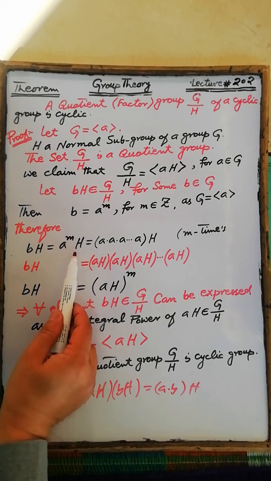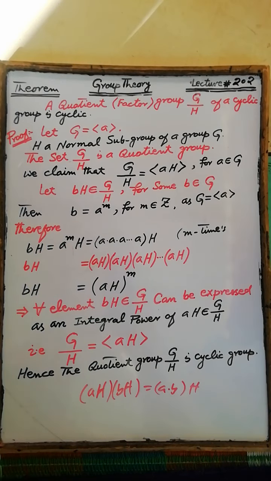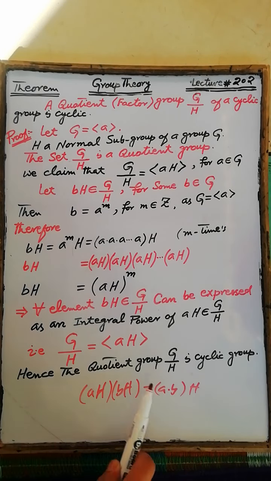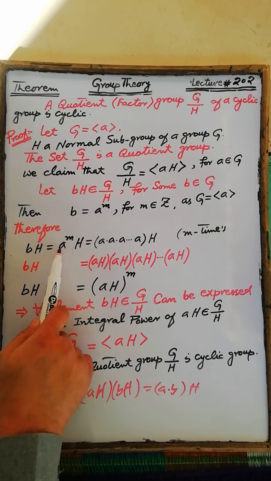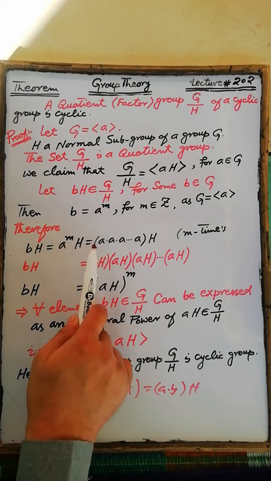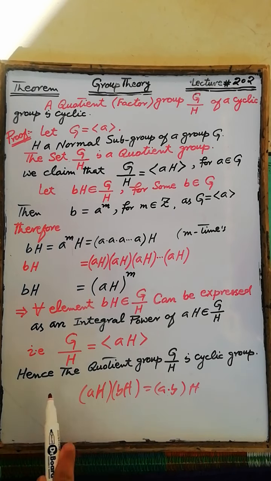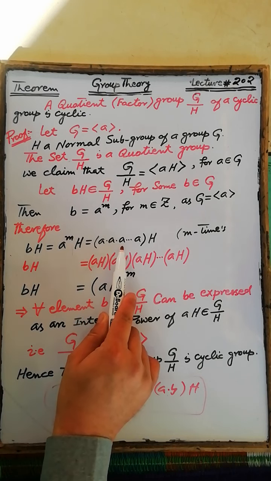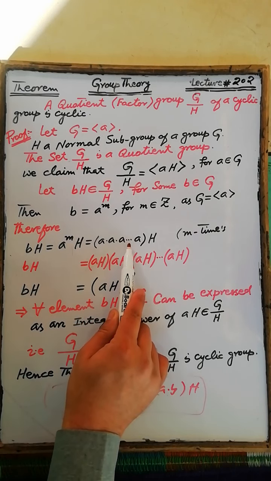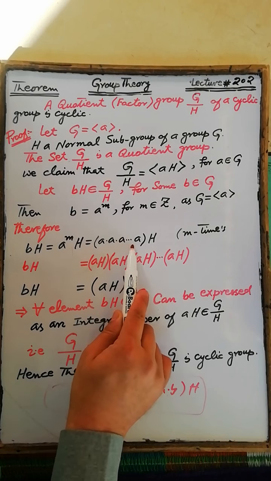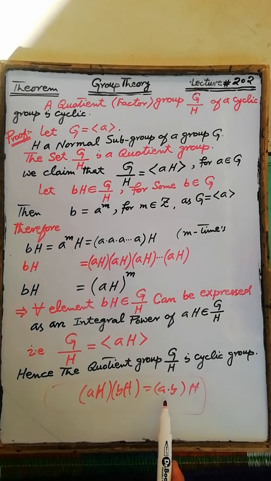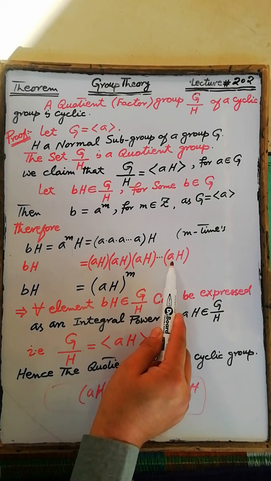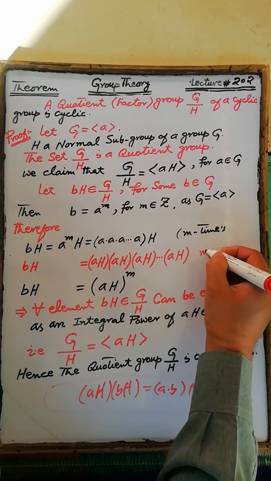Therefore, a^m multiplied by H, where a^m means a multiplied by itself m times, is equal to a multiplied by a multiplied by a, up to a. We multiply a, m times, multiplied by H. According to this condition, it is equal to aH multiplied by aH multiplied by aH, and so on, multiplied by aH. That is, this is m times.